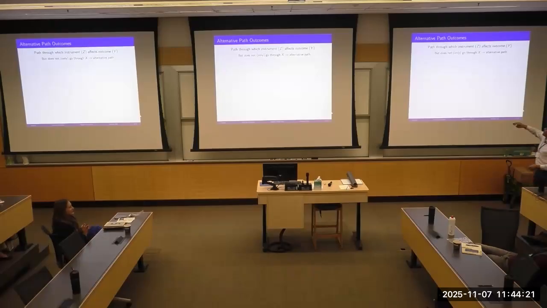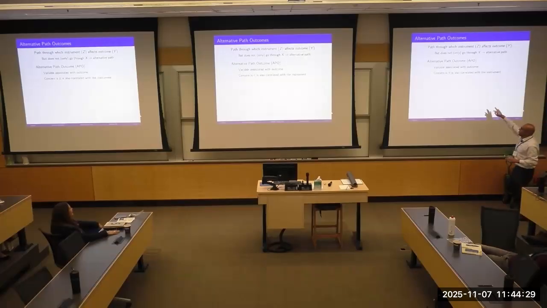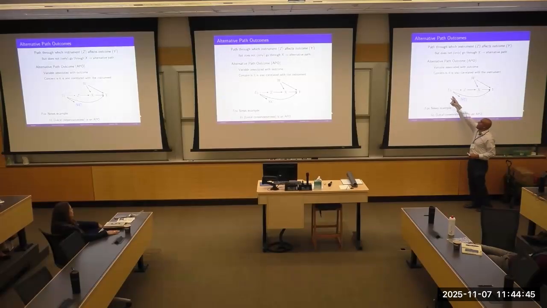Okay, so the path, right? So remember, what do we want? We want the only way that z affects y is through x, right? So the thing is, there's something out there in the world, this alternative path outcome. This is a variable that's going to be associated with the outcome, and the concern is that it's also associated with the instrumental variable. So for example, in the Fox News example, the alternative path outcome would be this variable right here, the local conservativeness.